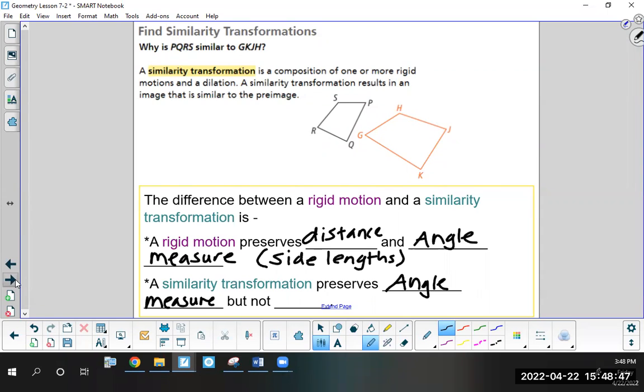Similarity preserves angle measure, but not the side length. Okay, it's still going to be the same shape, it's just going to be different sizes.